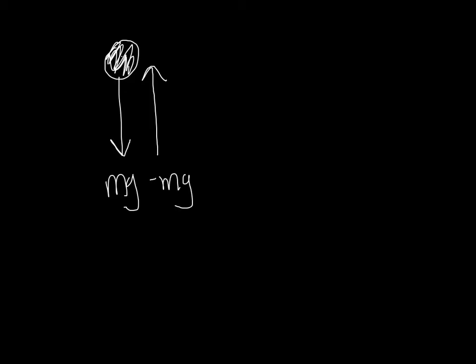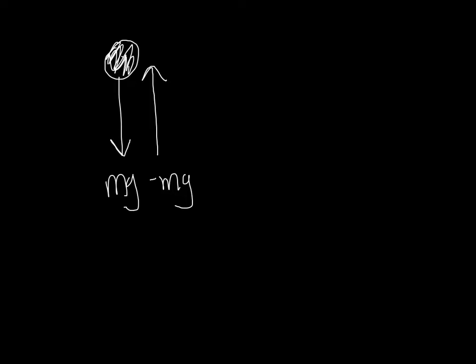So we have an object that is freely falling, mg, and the reaction to this force is the force of the projectile on the Earth, and that would be going exactly opposite and would have a magnitude of negative mg.